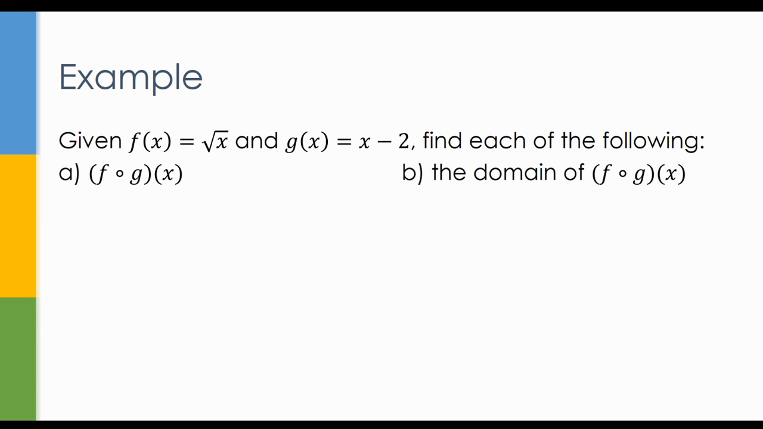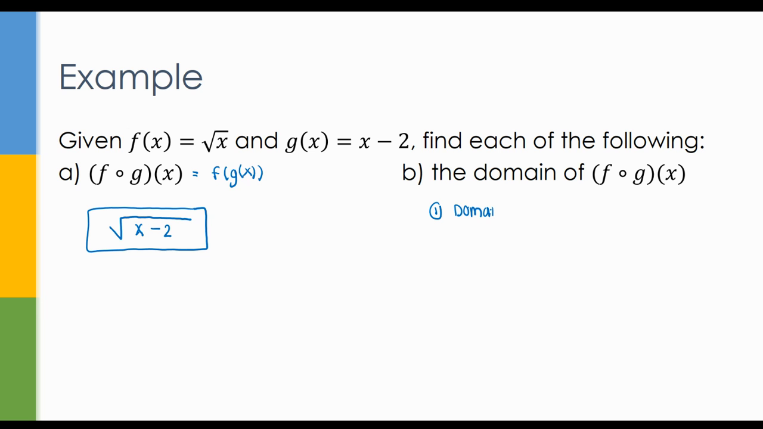Let's take a look at another example. So we're given that f of x equals the square root of x and g of x equals x minus 2. So once again, we're going to find the composition f of g of x, which means that I'm plugging the g of x into the f of x function. So f of x is the square root of x, but now the x is going to be replaced with x minus 2. There's nothing I can do to simplify that any further. This is my composition.